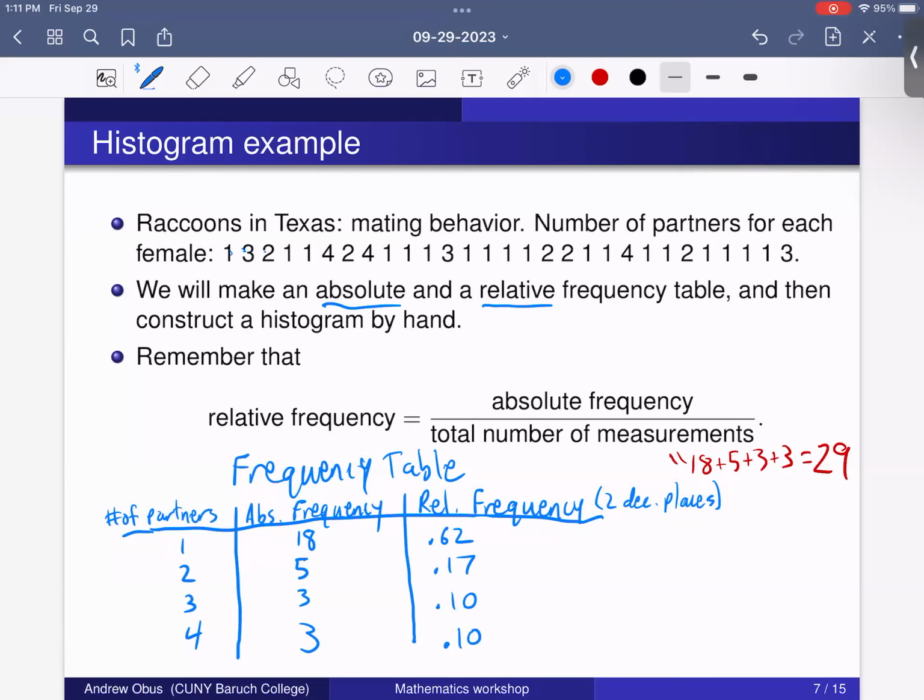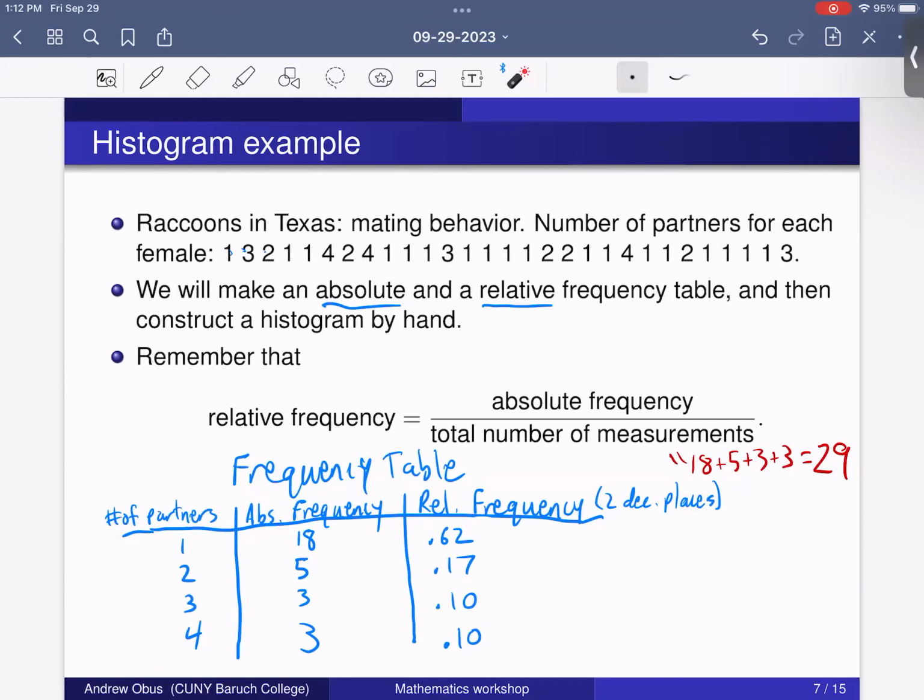And if we notice that the relative frequencies don't quite add up to 100%, here they add up only to 99%, that's because of a rounding error. And that's to be expected anytime you do rounding. Okay. But in any case, this is our frequency table. And so now from this frequency table, we can draw a histogram.